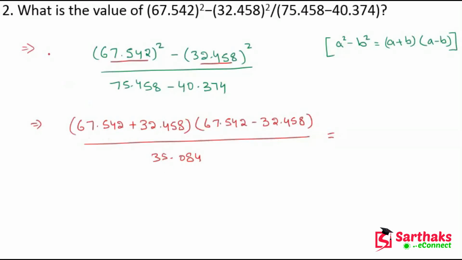Now if we add this term, we get 100 into, and if we add this, here we get 35.084, and it is divided by, here we have 35.084. Okay, so we can cancel this, because these are the same base and same power. So here we have 100. This is the answer of this problem.